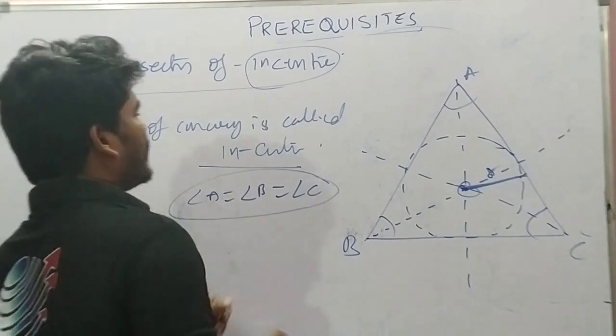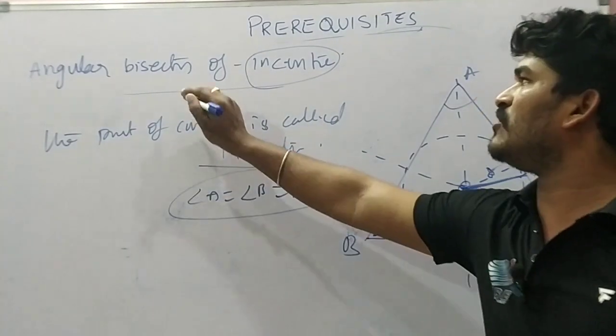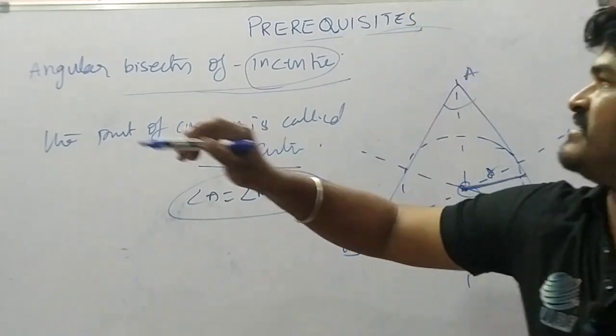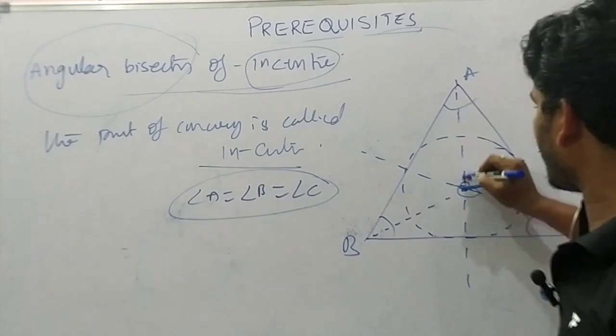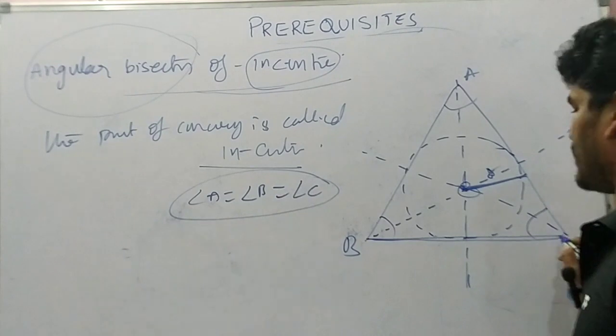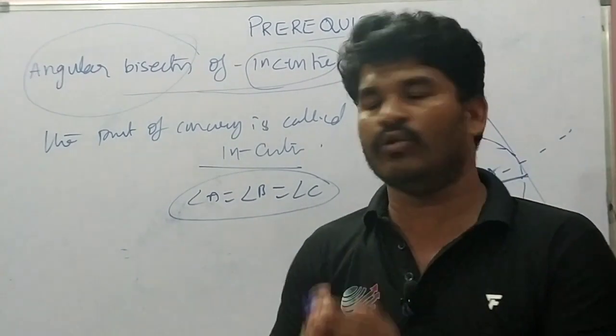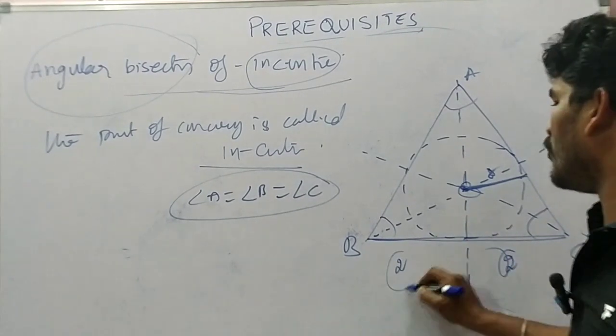Next, the point of concurrency is called the incenter. This is the angle bisector, where the angle bisector is drawn from point A to the opposite side, and this line intersects the opposite side, dividing it into two equal ratios. For example, this one is 2, and this one is also 2.